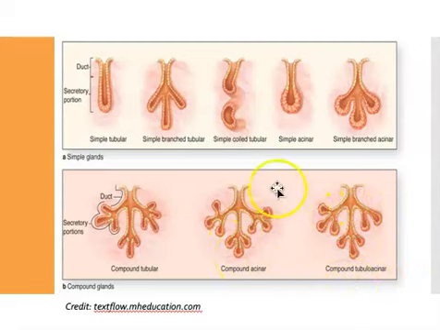Finally, we have what you could argue is the most complex type of multicellular exocrine gland, which is the compound tubuloacinar gland. This gland is compound because the duct system is branched. And it's called tubuloacinar because it has features of both types in the acini.